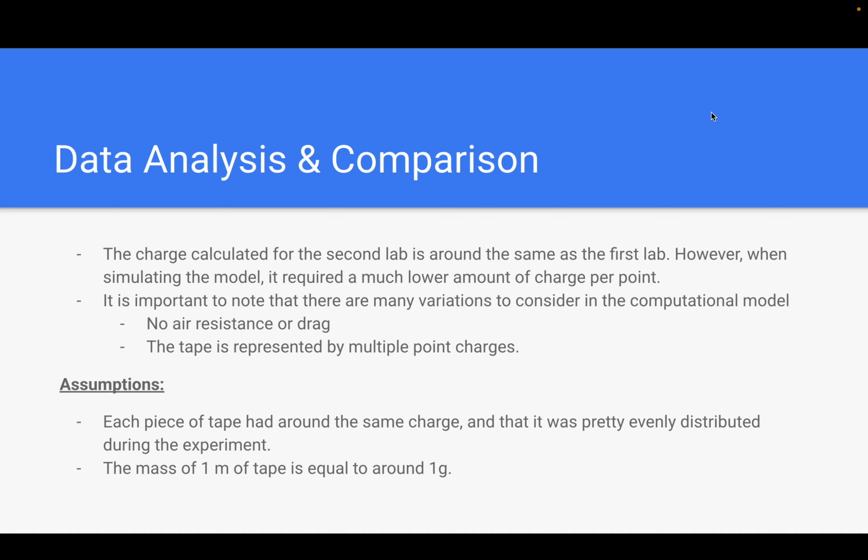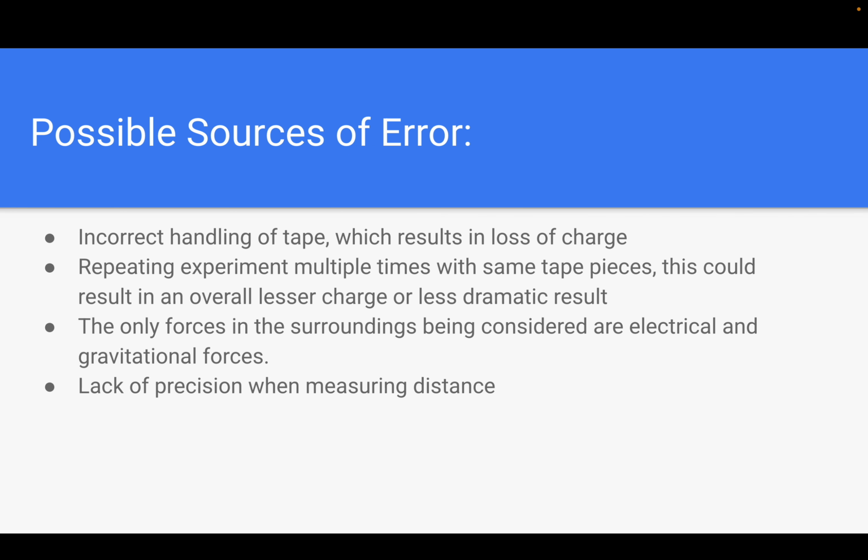So the charge calculated for the second lab is around the same as the first lab. However, when simulating the model, it required a much lower amount of charge per point. It's important to note that in this computational model, there is no air resistance or drag, and the tape is represented by multiple point charges. Some assumptions: each piece of tape had the same charge, and it was pretty evenly distributed during the experiment, and the mass of 1 meter of tape is equal to around 1 gram.